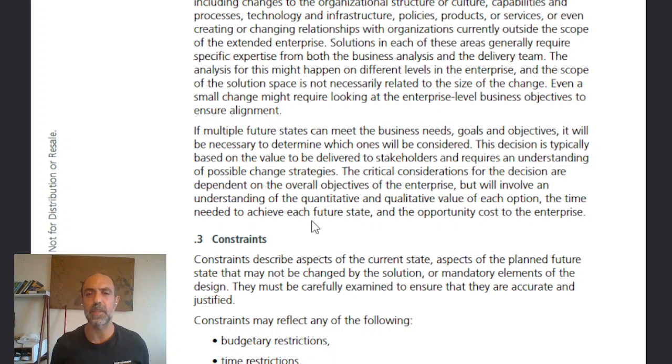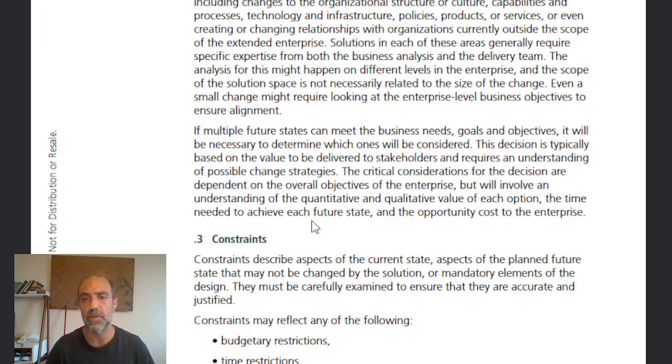If multiple future states can meet the business needs, goals, and objectives, it will be necessary to determine which ones will be considered. This decision is typically based on the value to be delivered to stakeholders and requires an understanding of possible change strategies. So we have to understand what is the value of every single solution that we're having and how does it contribute to the scope and how can we use it in different places, and ultimately that's what change strategies are about. It's finding strategies that actually work.